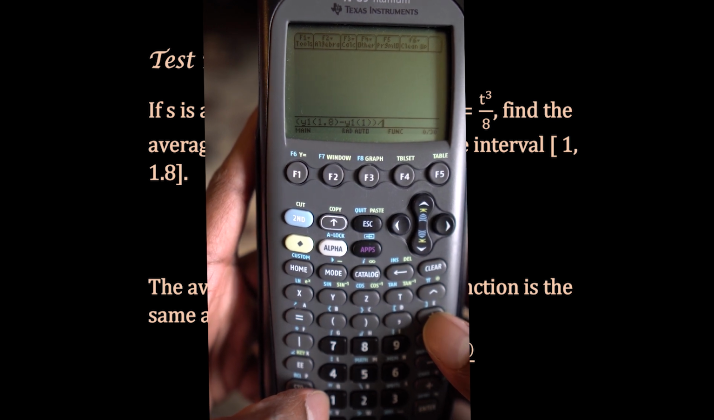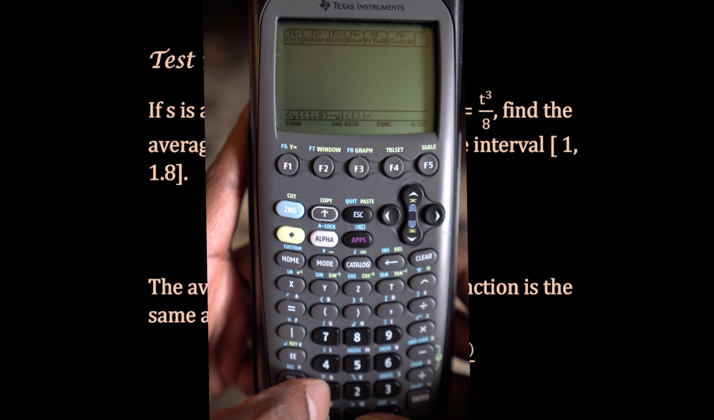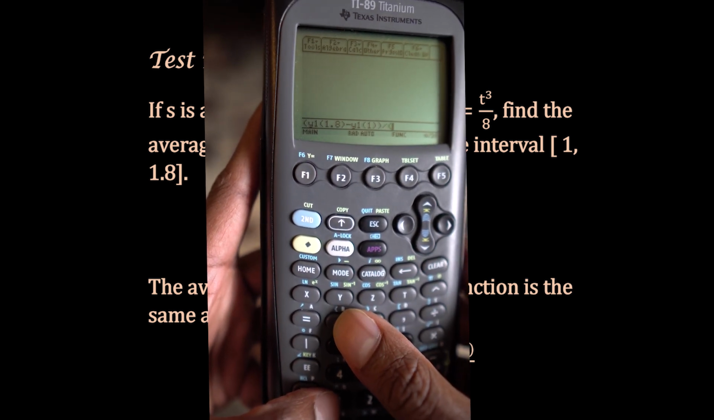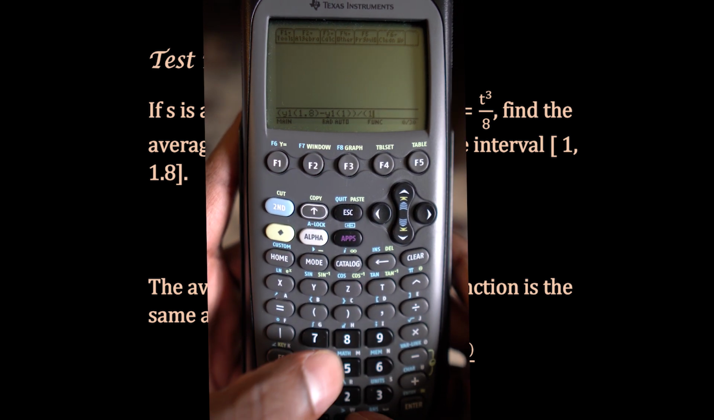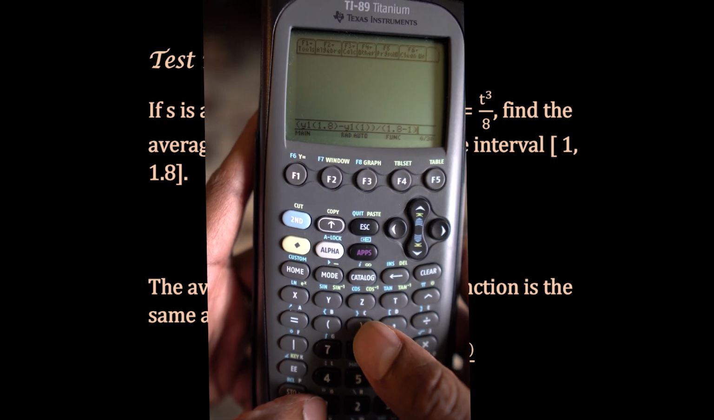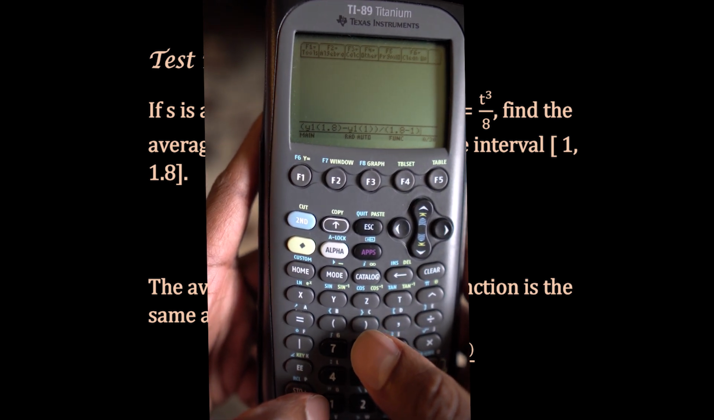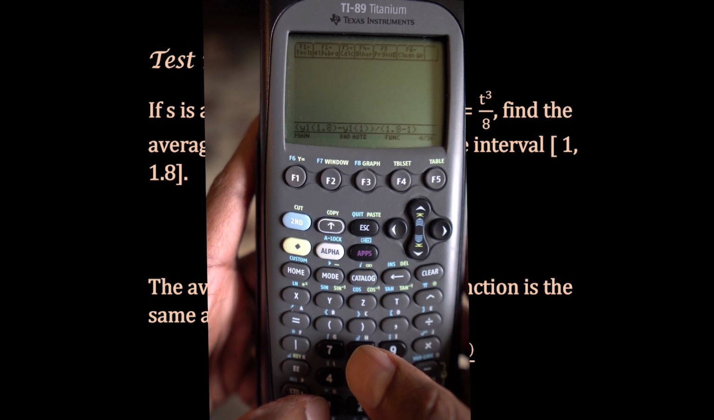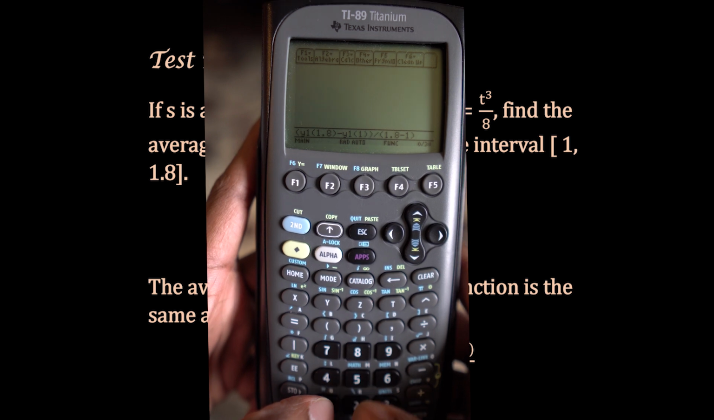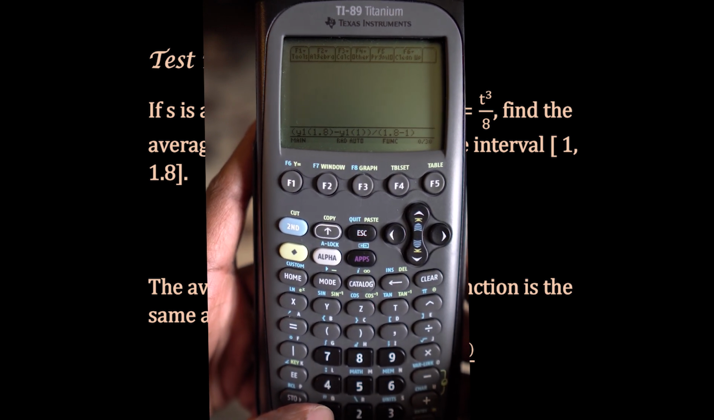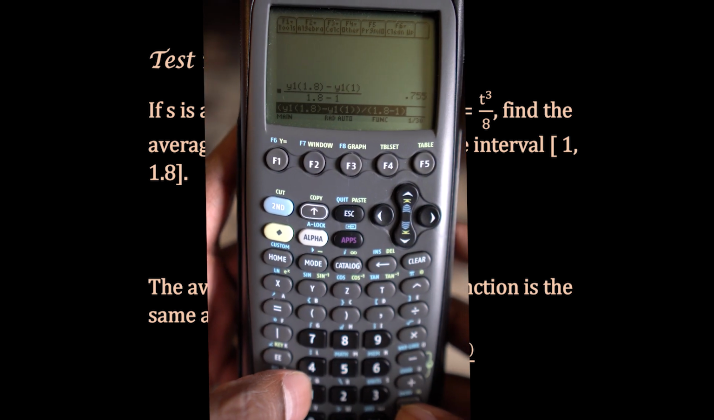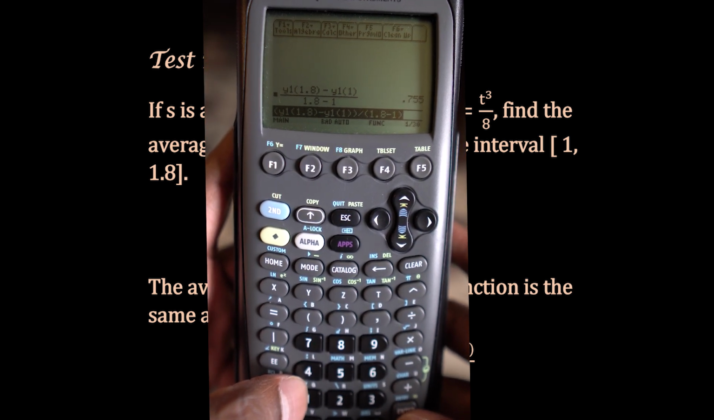So x2 minus x1. What is my second x value? 1.8. But before I put in 1.8, I got to put another set of parentheses. 1.8 minus 1 and close the parentheses. So I have a set of parentheses on top that close the numerator, and then a division sign, and then a set of parentheses on the bottom that enclose my denominator. If you don't have those parentheses there, you're probably going to get the question wrong. Okay, so then go ahead and press enter. And you get 0.755, and that's our answer.